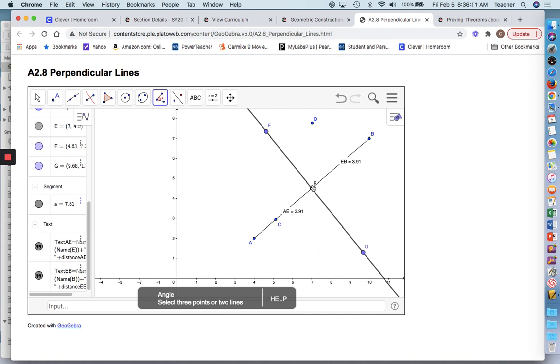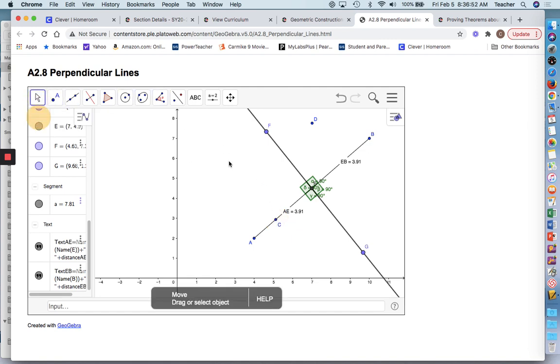Now remember, when you select your 3 points, you have to go in a right circular clockwise motion. Otherwise, you get the wrong angle. Alright, so let's see. B, E, F. There's my first 90. Oops, wrong way. G, E, B. There's my second 90. C, E, G. There's my third 90. And F, E, C. There's my fourth 90.